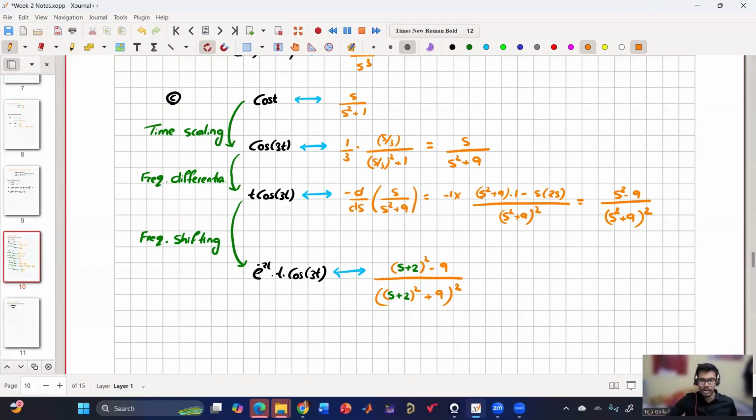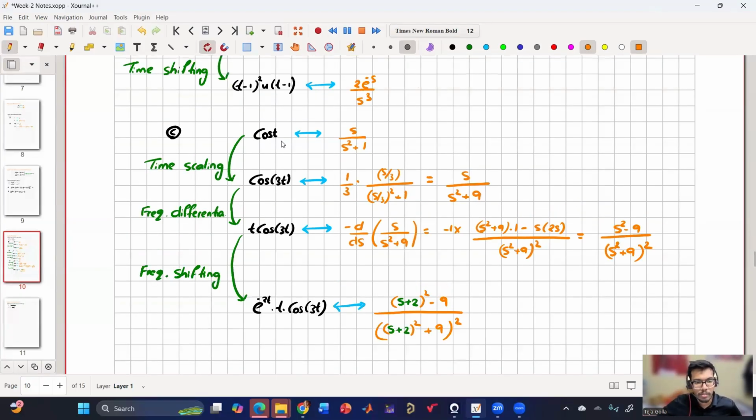So if you see, we have done it step by step. We have started from the known one. Say if you do not remember cos t, then what to do? I can start from sin t. I know the differentiation of sin t is cos t, so I'll use time differentiation, which is s into x of s minus x of 0, which we have already solved. So I can start from sin t, then move to cos t, then cos 3t, then t into cos 3t, then e to the power minus 2t into t into cos 3t.